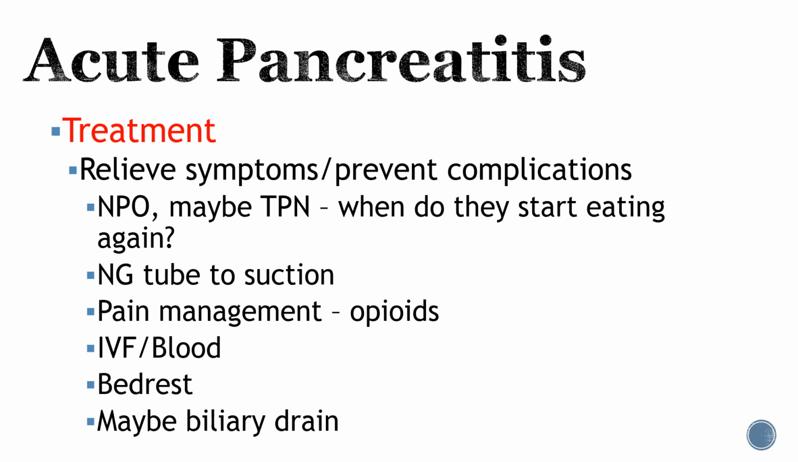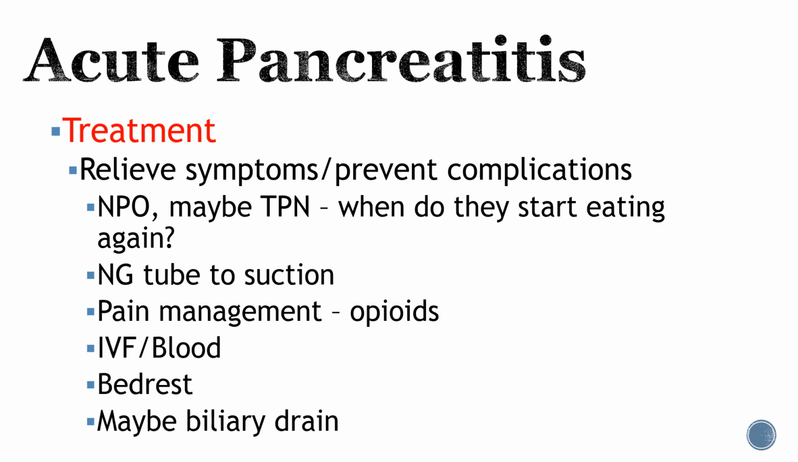They might be NPO for weeks. At the 7-day mark, or even at the 5-day mark, if we're thinking they're going to have to be NPO for another week, then we're probably going to need to consider putting in a PICC line and giving them TPN. They may need an NG tube to suction so that their stomach isn't even secreting enzymes that are trying to go down. Some do okay just being NPO, so it really depends.